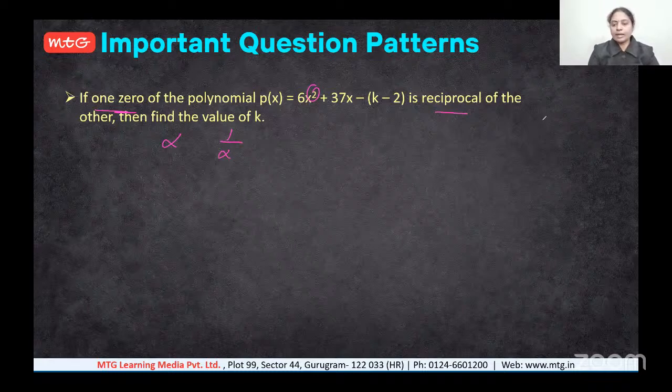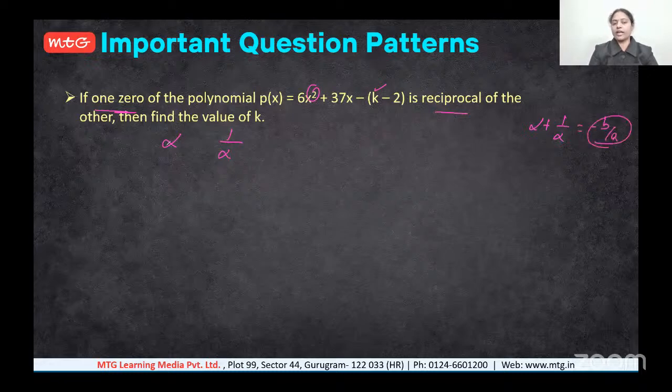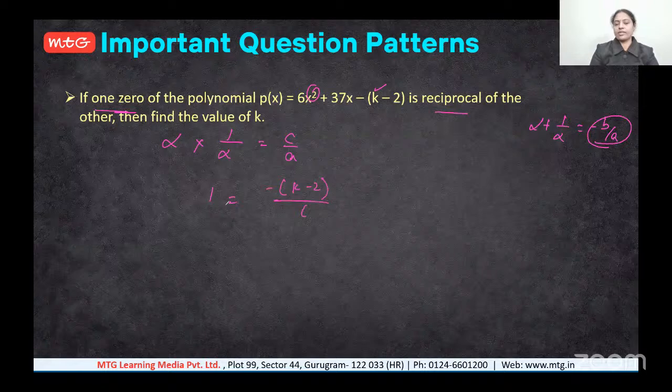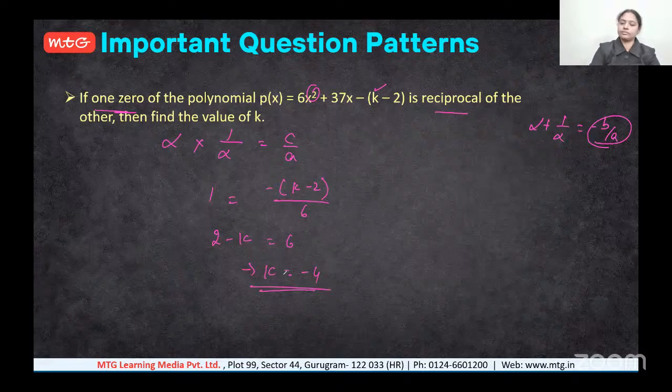Now, the sum of alpha and 1 by alpha makes no sense because I have to find the k value. Alpha plus 1 by alpha gives me minus b by a, which is not solving for k. But if I find the product of these zeros, I will get c by a. So alpha into 1 by alpha is 1. C by a here is minus of k minus 2 by 6. So now if I solve this, what will I get as my k value? 2 minus k is equal to 6. So k is equal to minus 4. So as simple as this.